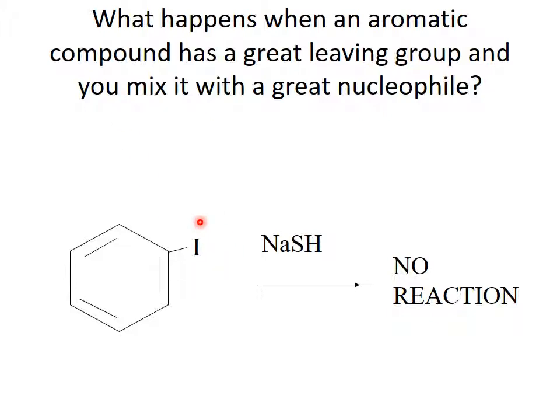So what happens when you take an aromatic compound that has a really great leaving group on it and you mix it with a really great nucleophile? Nothing happens. So what's going on? Well, for you to have that happen, you would have to break the aromaticity. And this is sp2 hybridized. We never have SN2 reactions occur on sp2 carbons because the orbitals are just not oriented in the right way for that to happen.